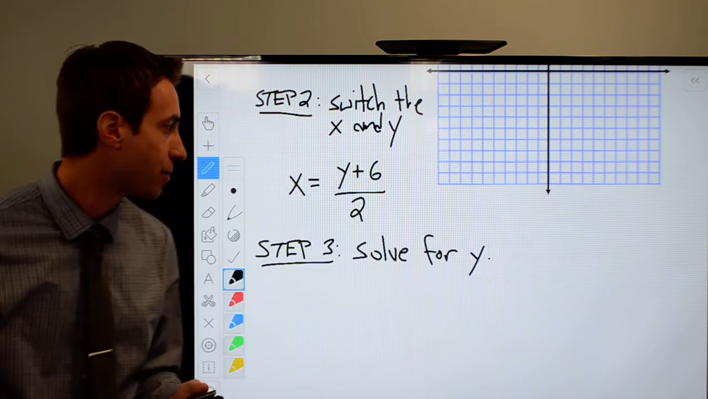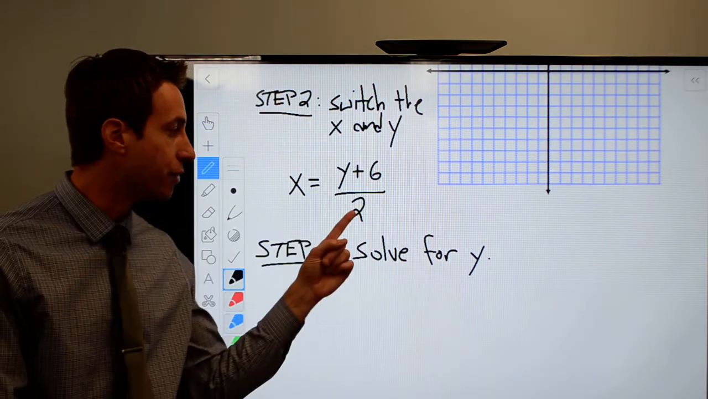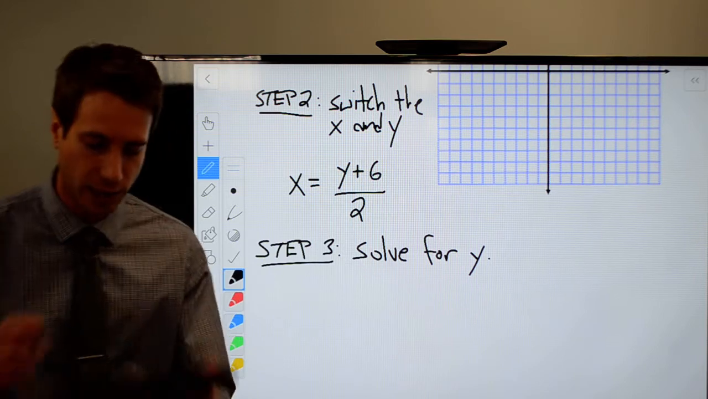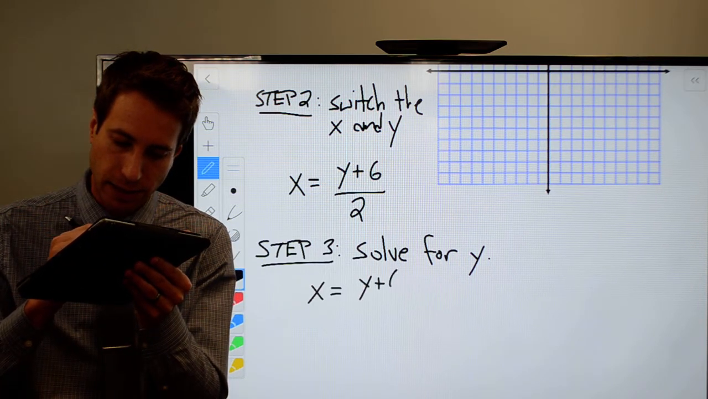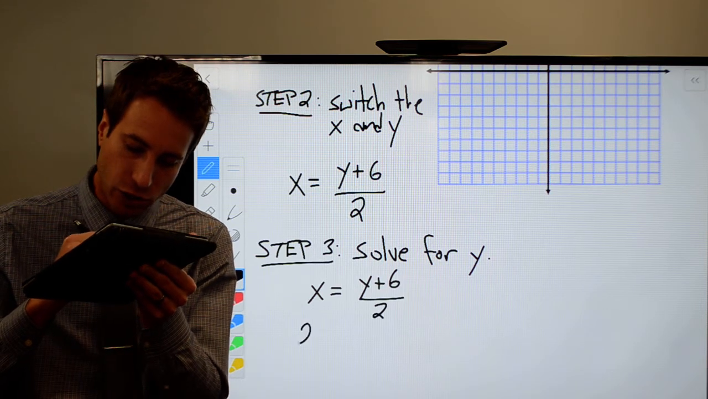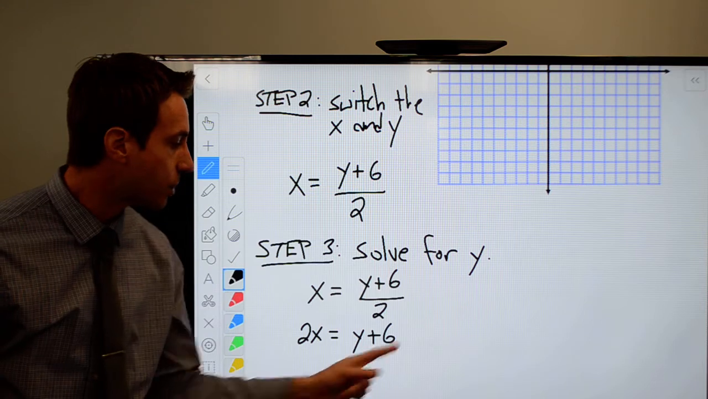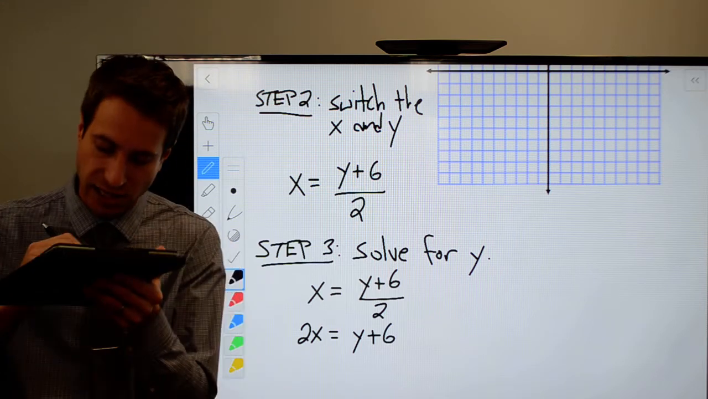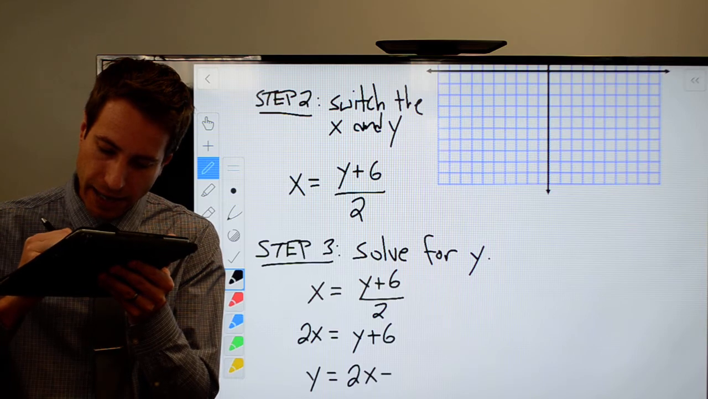So let's do that. Okay, first thing I'm going to need to do to get this y by itself is move the 2. So I'll multiply the 2 to the other side. Let me show you all these steps. x is equal to (y plus 6) over 2, which means 2x is equal to y plus 6. Subtract the 6 to the other side, and you get y is equal to 2x minus 6.